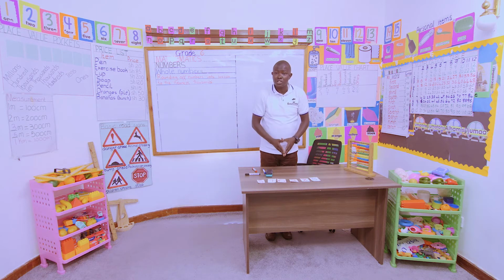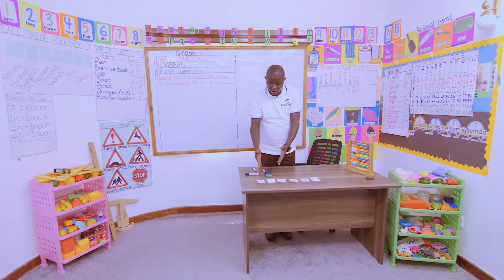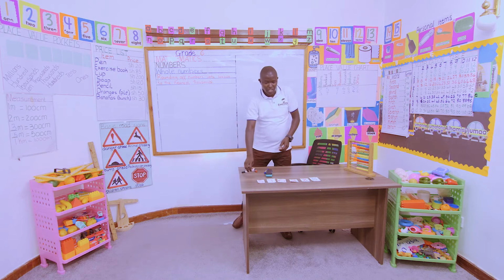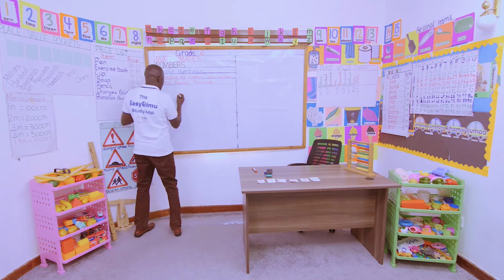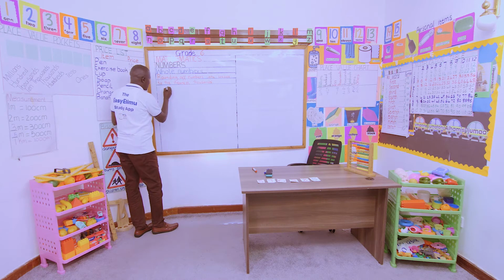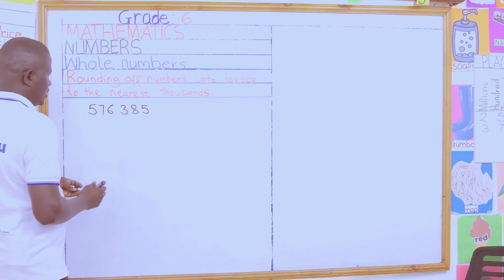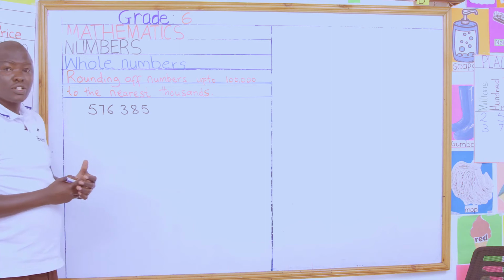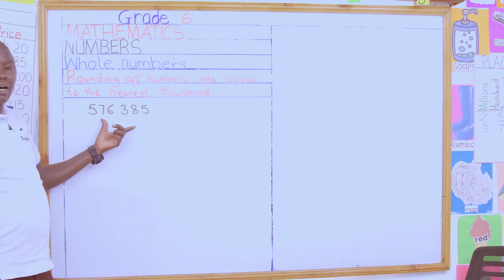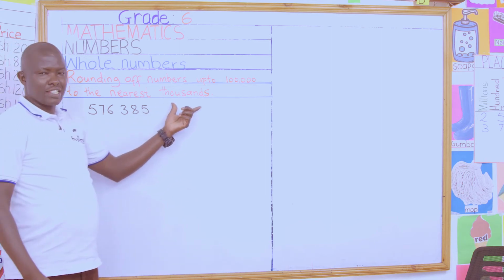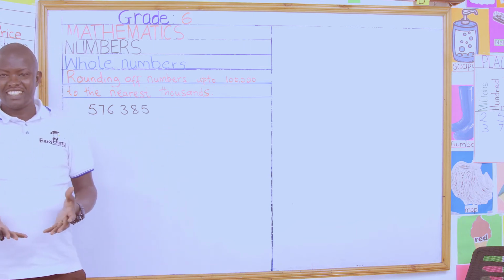Because we learned how to read numbers in symbols and in words, we can now read this number in symbols: 576,385. That was the number of farmers who were supplied with subsidized fertilizer by the government. Using this number, you are told to round it off to the nearest thousands. How do we round off?